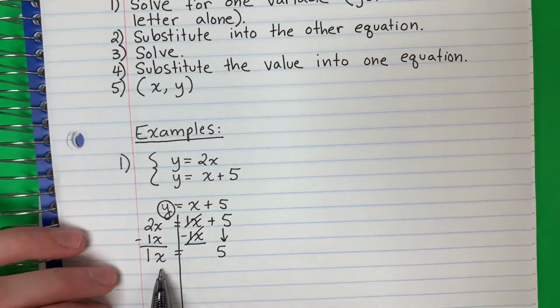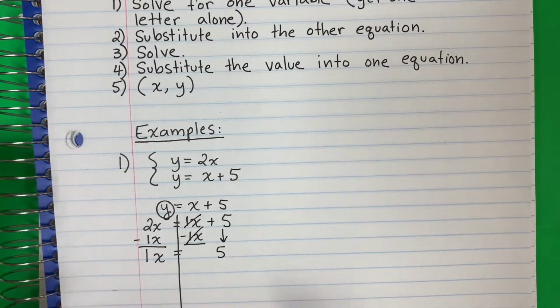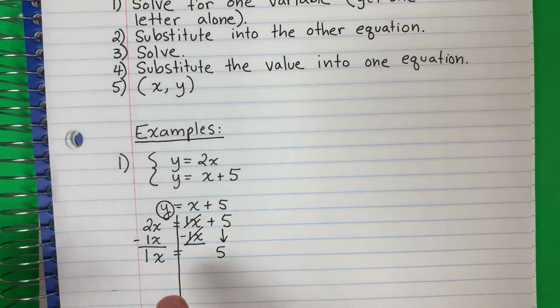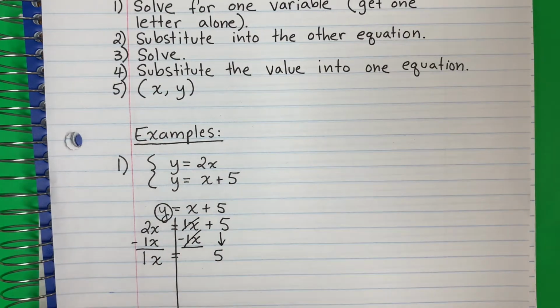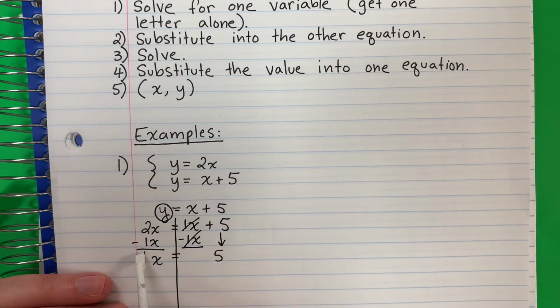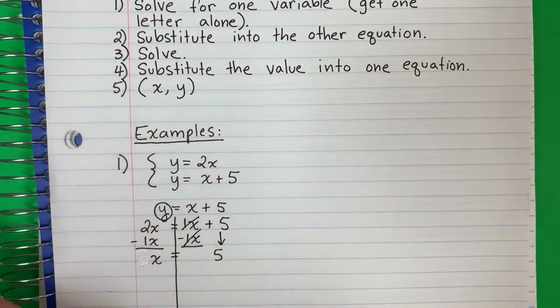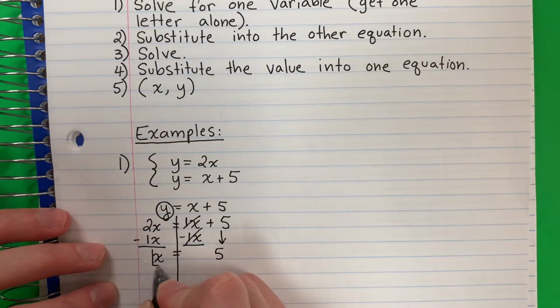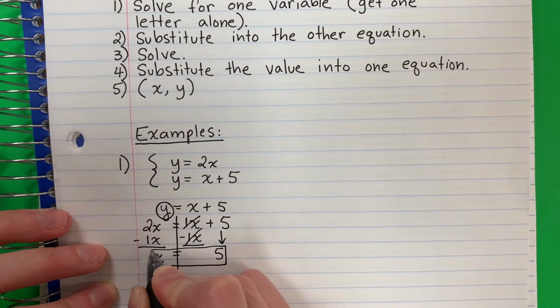Now remember, recuerda, 1 in front of the letter, I don't need it. Uno enfrente de la letra, no lo necesito. So I'm going to go ahead and just erase the 1. Voy a borrar el 1. I don't need 1. This is only with the number 1. Solamente con el número 1. So I have x equals 5. Tengo x igual a 5.